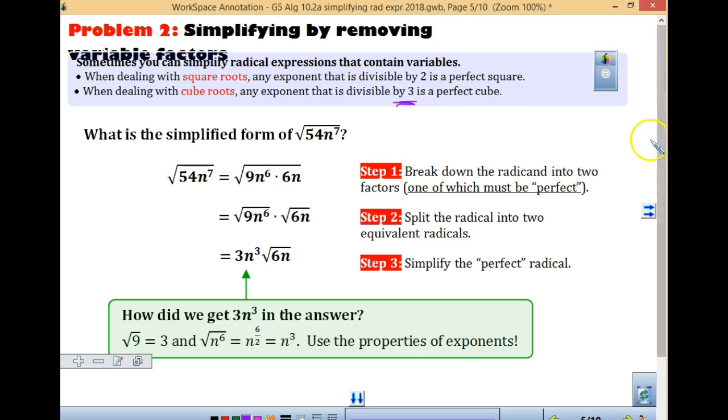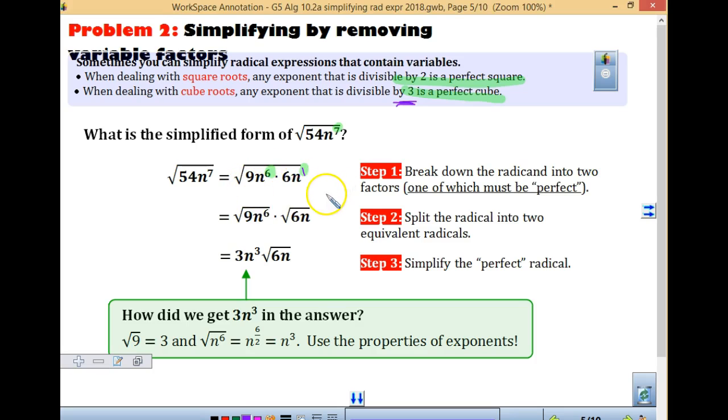So key thing when we are looking at those, we want to look for when it's square roots that your exponent is divisible by 2. Cube roots, the exponent is divisible by 3. So this one is telling us square root, and we notice it's a 7. So we have to factor it so it's divisible by 2. And the key thing to remember is that you can break down those variables. So n to the 6th, and this would be n to the 1st. And for some of you, if it helps you to put that 1 in there, put the 1 in there.